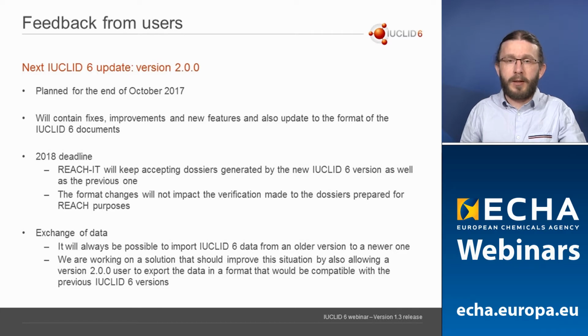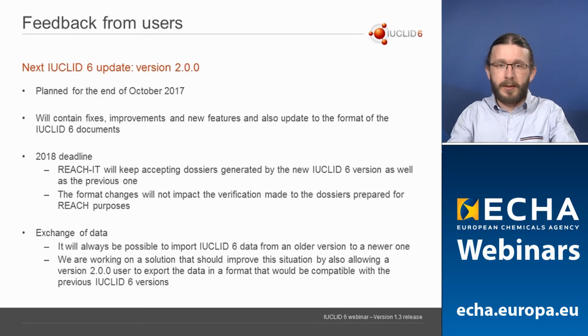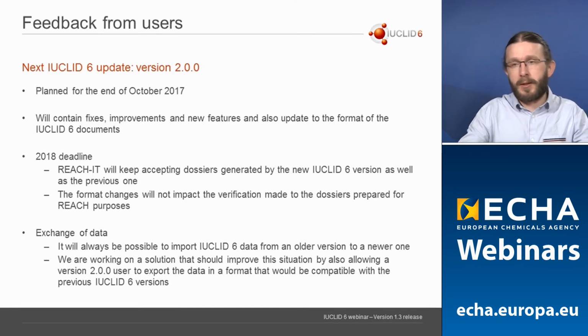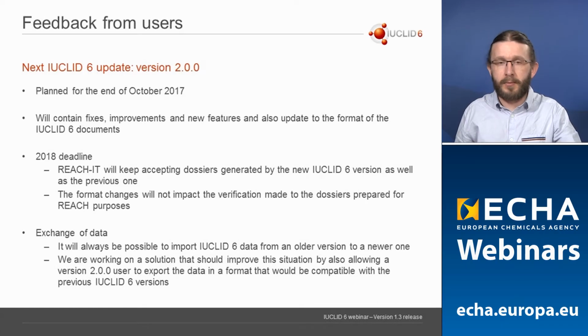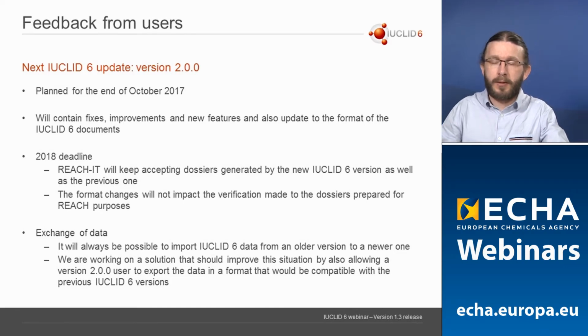So now we are gathering all these format changes, and I wanted to already confirm some things concerning this release. Of course, we consider the 2018 deadline, and we will not introduce changes that will impact the registration process. So we confirm already, and it was confirmed in a previous webinar we hosted in ECHA, that REACH-IT will keep accepting dossiers generated with all Euclid 6 versions, so the new one in October and all the previous ones.